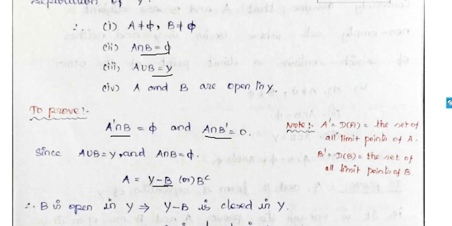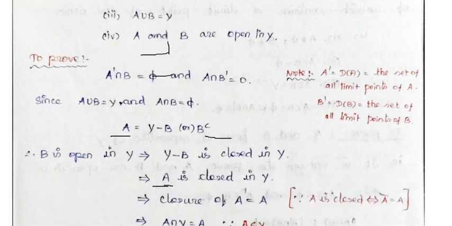Now take B is open in Y. Then B complement is closed in Y. This implies what is the B complement? A. So A is closed in Y. All of you know that if A is closed, then A equals A closure. If A equals A closure, then A is closed.